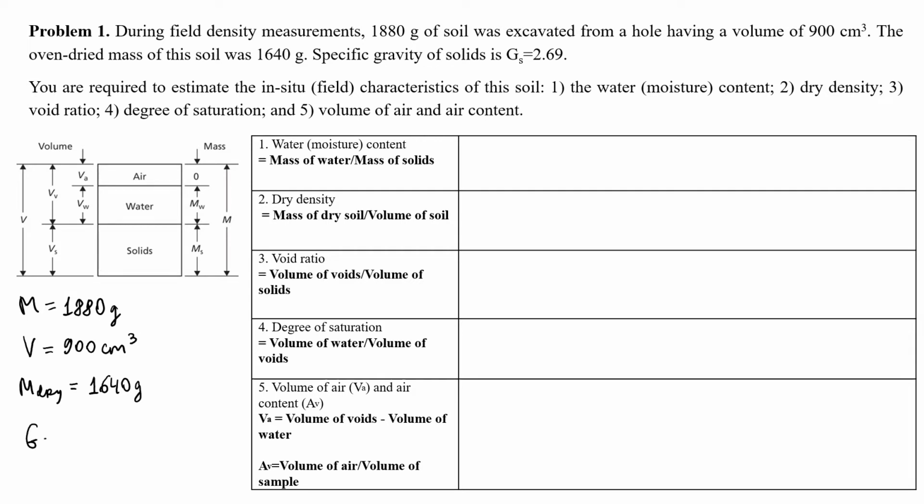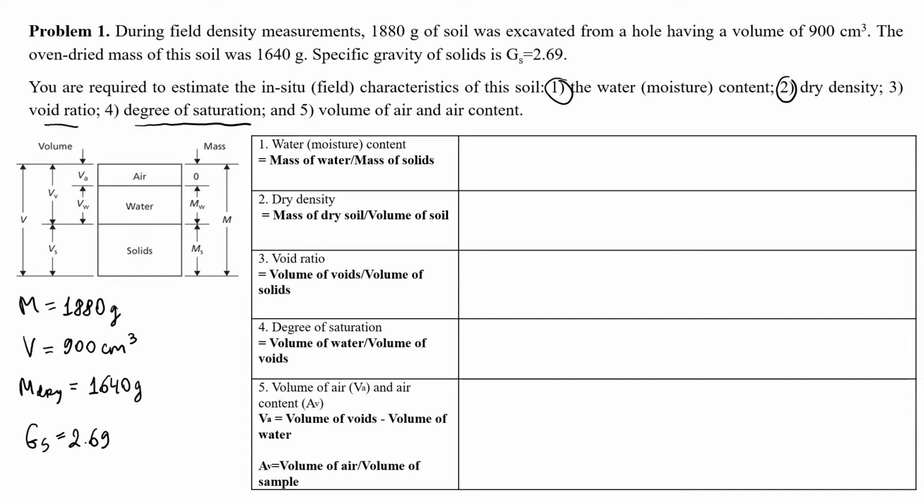It's 2.69. We're going to use these measurements to calculate the water content first. Then we will determine the dry density of the soil and void ratio. I'll also look at the degree of saturation, and in the end we'll find the volume of air and air content. Let's start with the water content.